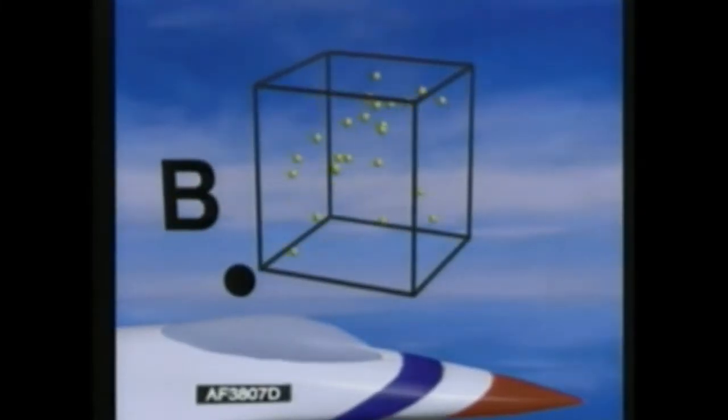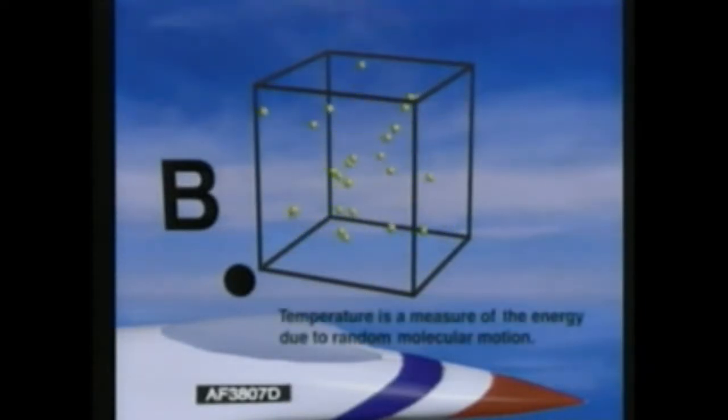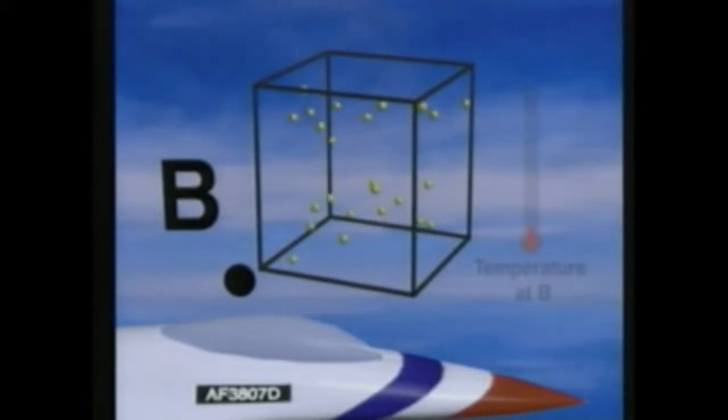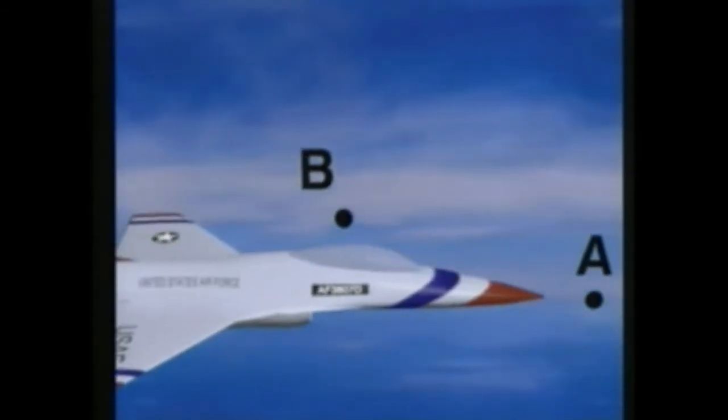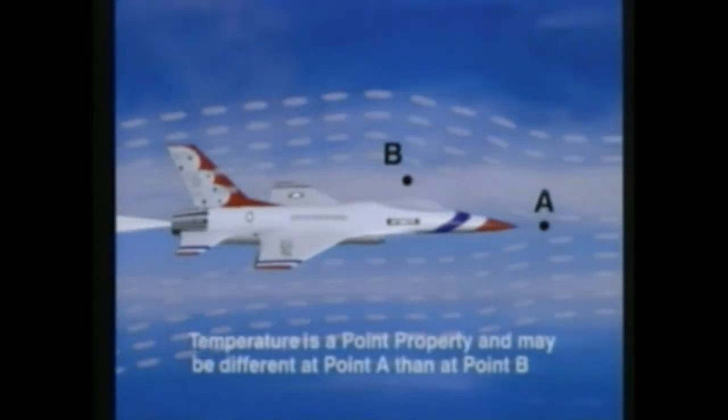The molecules of gas within a fluid element move about randomly and sometimes collide with each other. Temperature is a measure of the speed at which the molecules move. When the molecules are moving rapidly, the temperature is relatively high. When the molecules move relatively slowly, the temperature is relatively low. Temperature is also a point property and may be different at point A than at point B.